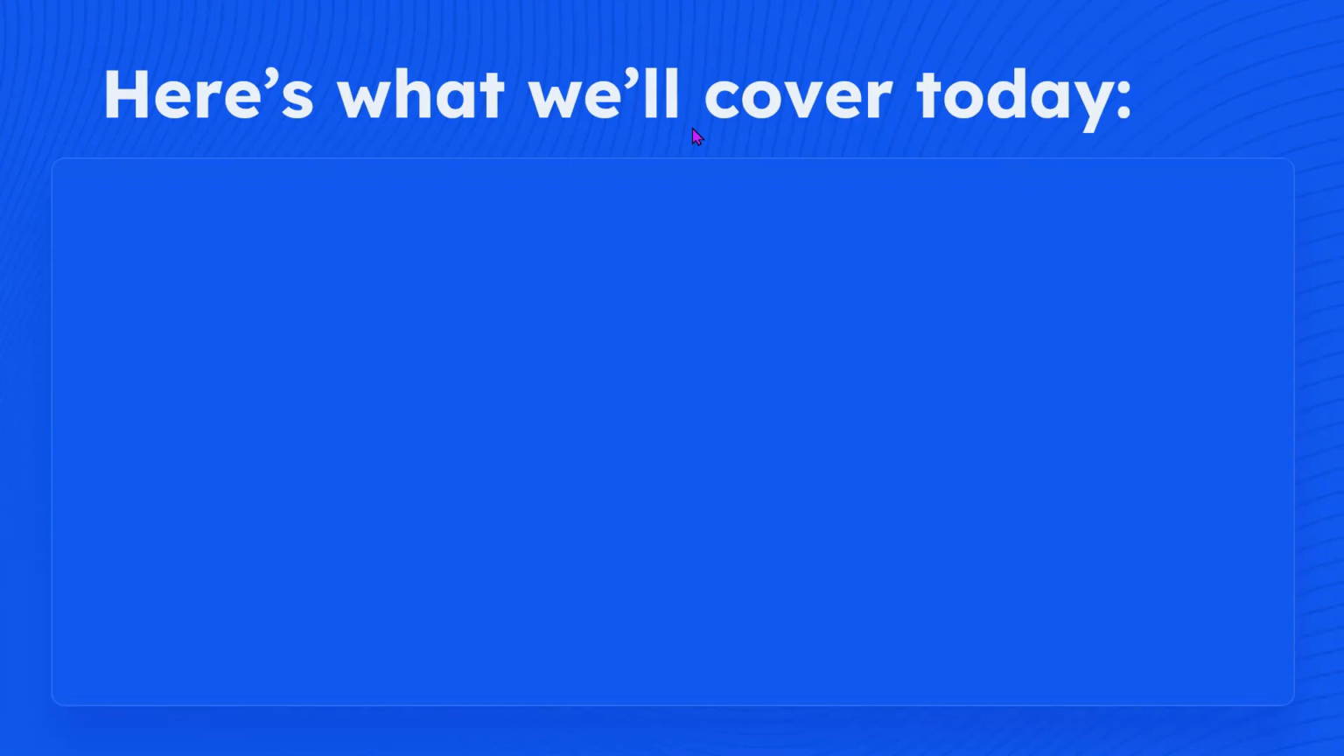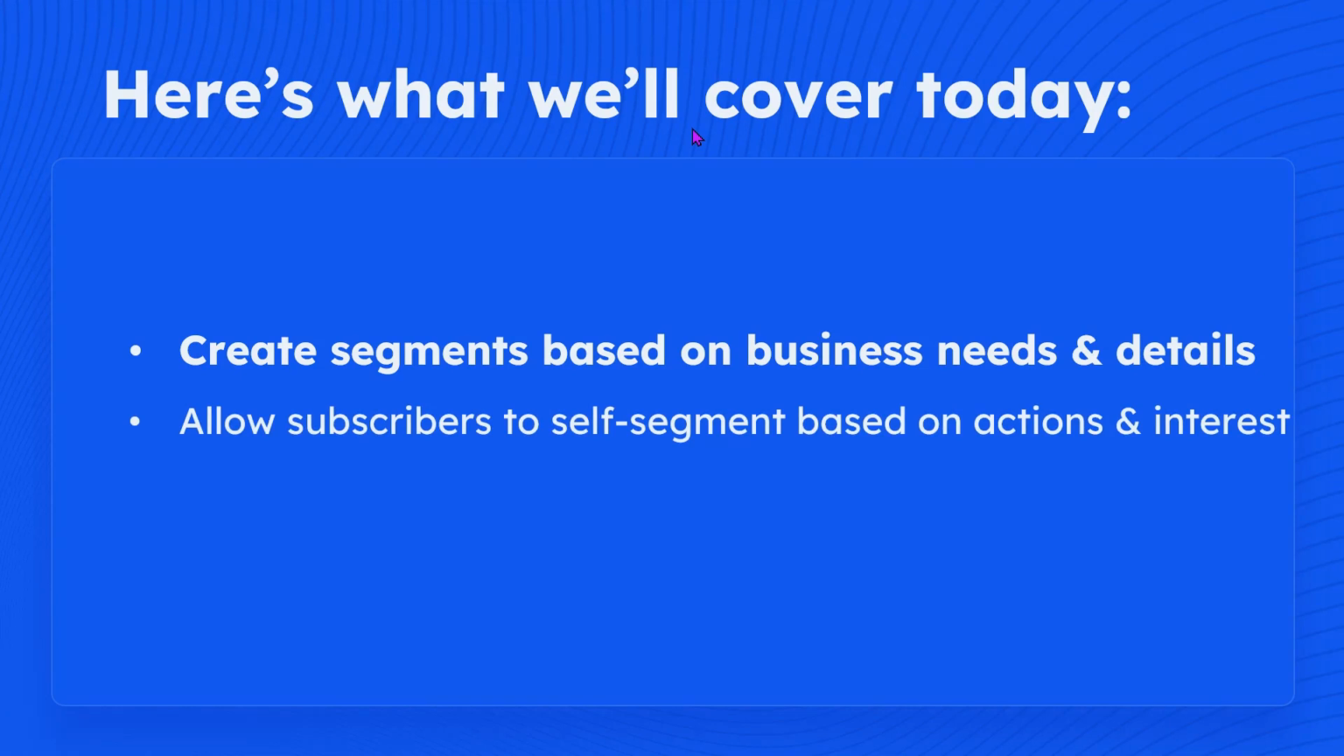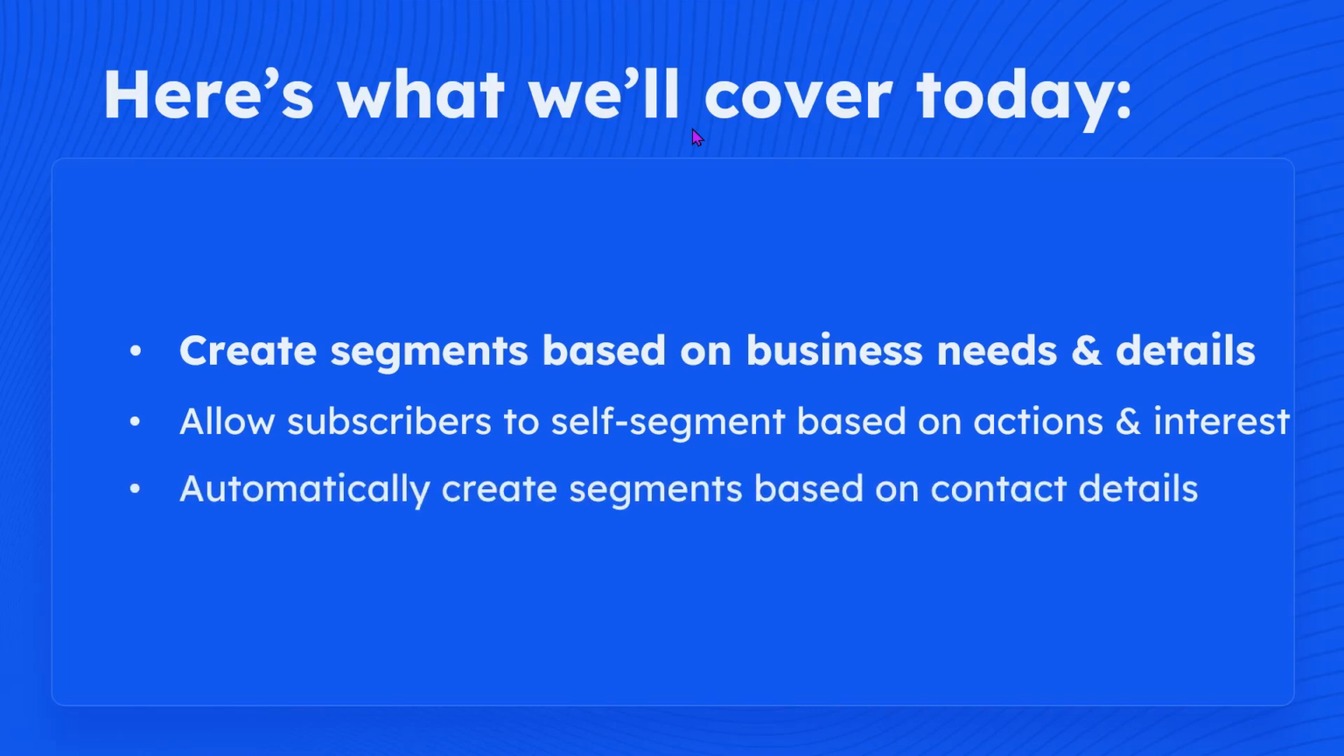Now, let's get started and take a look at what we're going to be discussing today. So, today we're going to be talking about strategies that you can use to manually segment your list based on business needs and contact details, ideas and tips on getting your subscribers to self segment, and how to automatically create segments based on contact details. Now, throughout the session, I'm going to log into a live Constant Contact account to show you these tools and how to use them effectively.